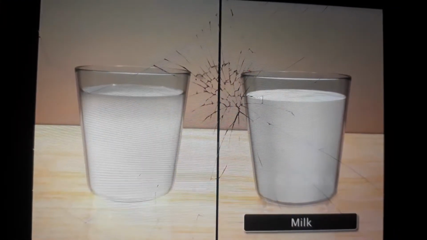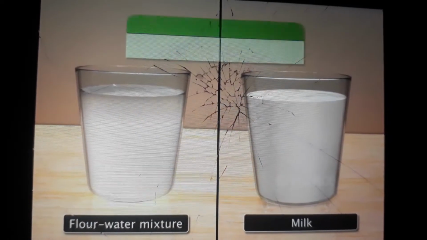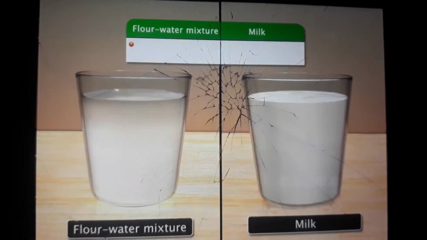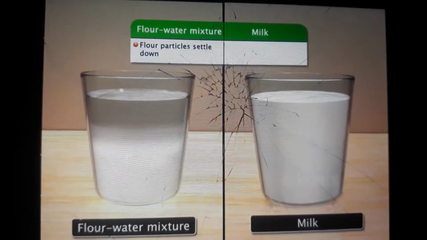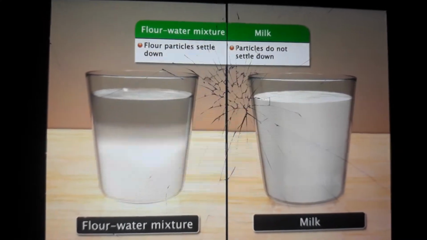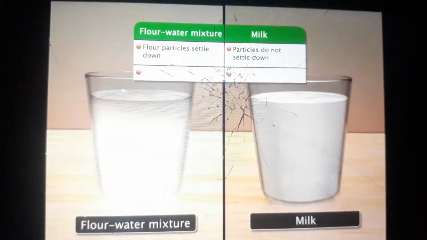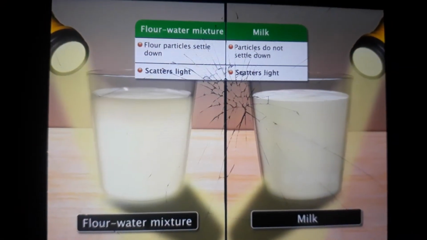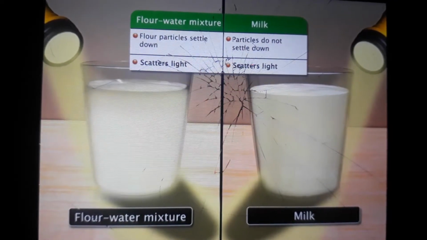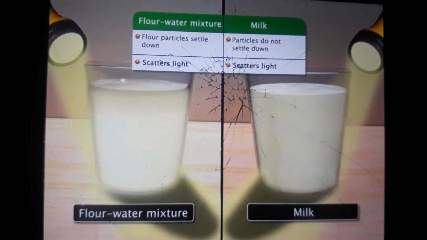Here is a glass of milk and a glass of flour mixture. The flour-water mixture is a suspension, and the flour particles settle. The milk is white, but the suspended particles are not visible and do not settle down. The flour mixture is not stable and scatters light. Even though there are no particles visible in the milk, it also scatters light.